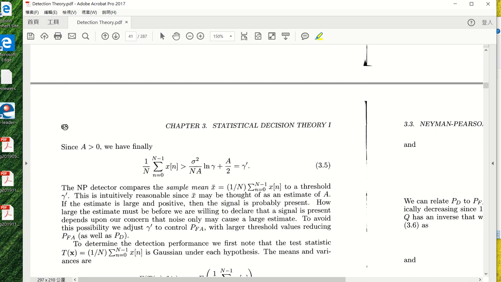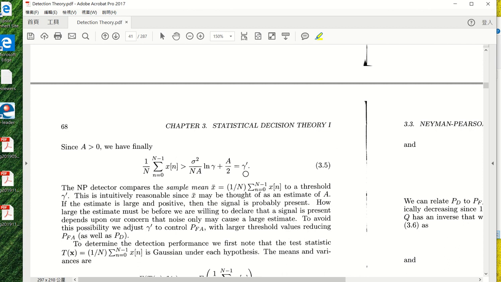Then we have page 68. Then since A is larger than 0, we have finally this equation. Alright? This equation comes from just a sequence of mathematical manipulations and simplifications, and at the end of the day you get this equal to this, right? So what's been said here is that this is a mathematical equation. When you have N observations coming in, you do this equation, you compare with the threshold, then you make the decision. That's mathematically speaking.